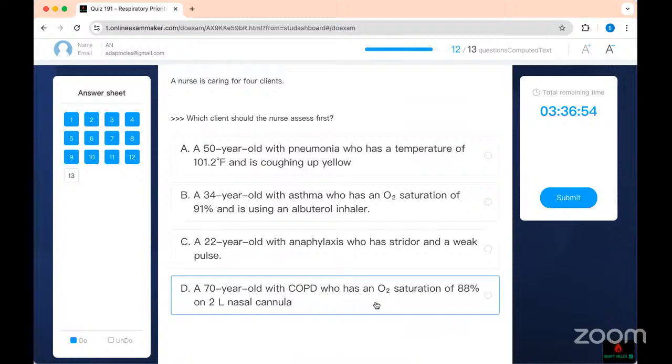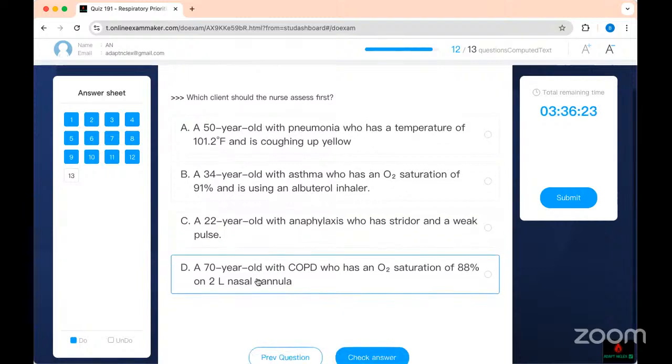And the last question: which patient do you want to see? A pneumonia patient without temperature and coughing yellow sputum. An asthma patient with a saturation of 91 after albuterol. A patient has anaphylaxis and he has stridor and a weak pulse. A COPD patient with saturation of 88. Once again, don't get trapped. Last question. Good luck. What do you think?